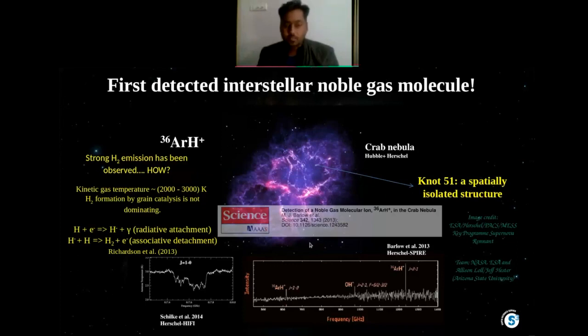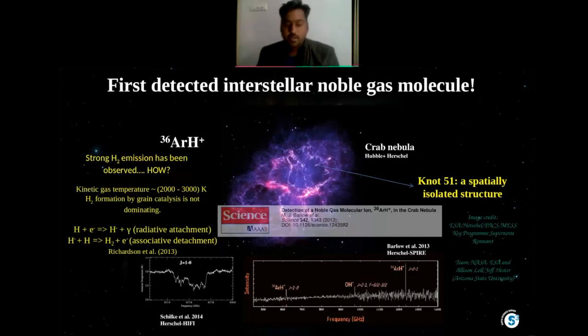In this Crab nebula environment, ArH+ is the first detected noble gas species, detected by Barlow et al. 2013. Richardson et al. 2013 modeled the H2 emitting knots in this Crab filamentary region, where the kinetic gas temperature is of the order of 2000 to 3000 Kelvin. Here the H2 is formed by a radiative attachment reaction of the highly abundant electron with a hydrogen atom, and then the hydrogen anion reacts with a hydrogen atom to form an H2 molecule by an associative detachment reaction.